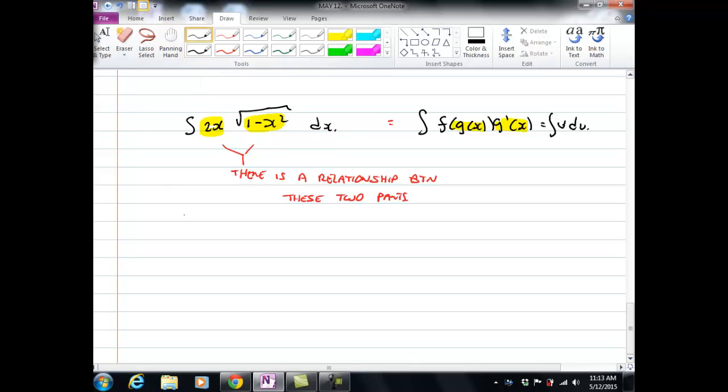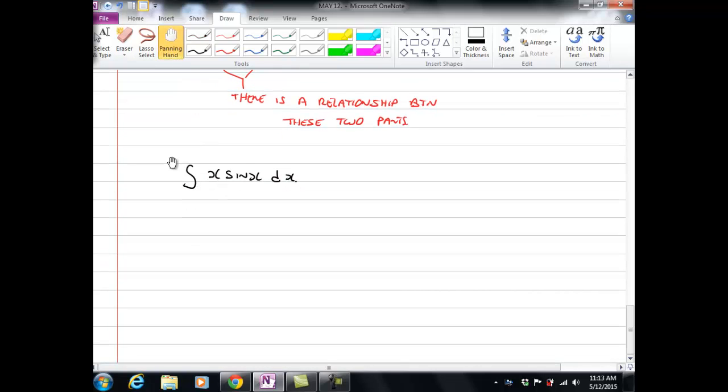I go, integral of x sine x dx. Okay? I'm going to highlight the two pieces for you. The first piece is this yellow piece right here. The second piece is this blue piece. No matter how I look at it, I cannot find any relationship between them.